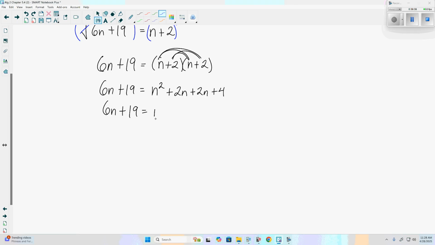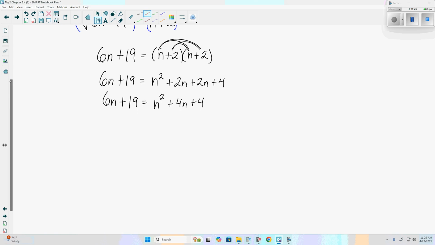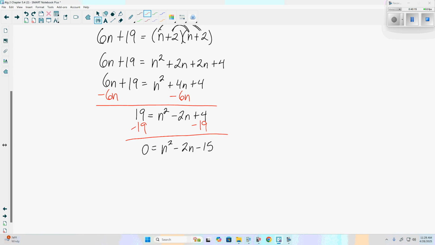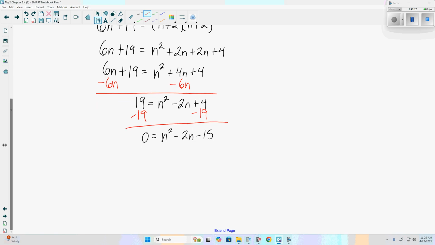Before we start getting this equal to 0, we will need to combine like terms. We still have n squared. So we will get this equal to 0 first by subtracting 6n from both sides, telling us 19 is equal to n squared minus 2n plus 4. Then we can subtract 19 from both sides, telling us 0 equals n squared minus 2n minus 15.